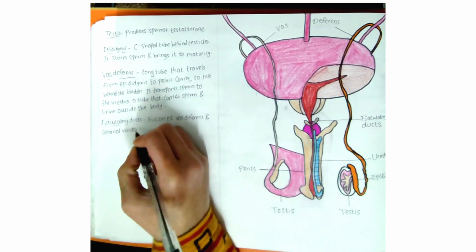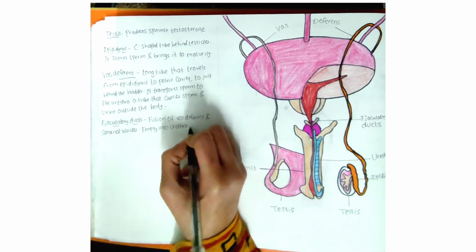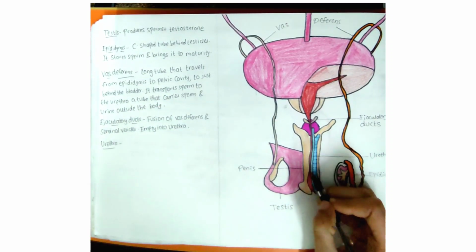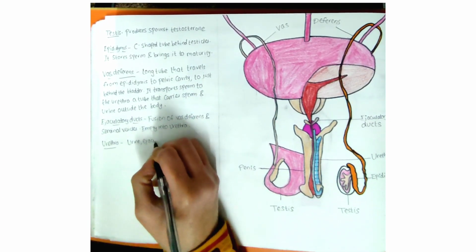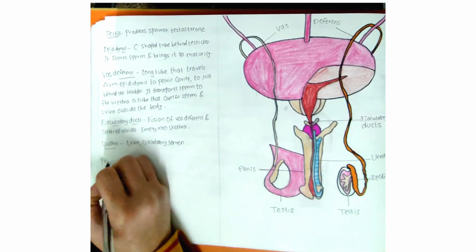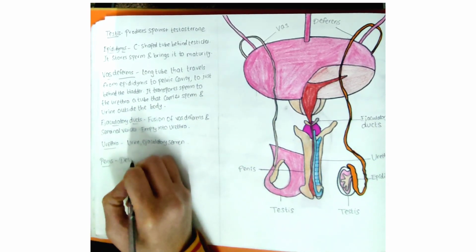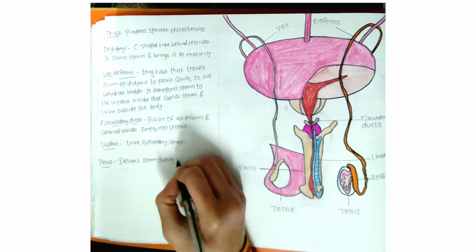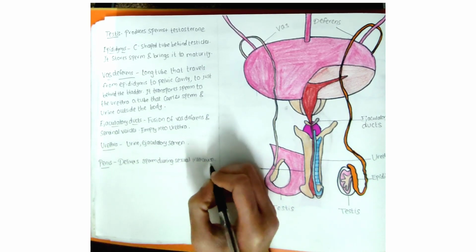Then we have the urethra. Now the urethra is responsible for carrying the urine and also the ejaculated semen. Semen is nothing but a fluid which contains sperm and all the other things which are also ejaculated through the ejaculatory ducts. Then we have the penis. The penis is responsible for delivering the sperm during sexual intercourse.